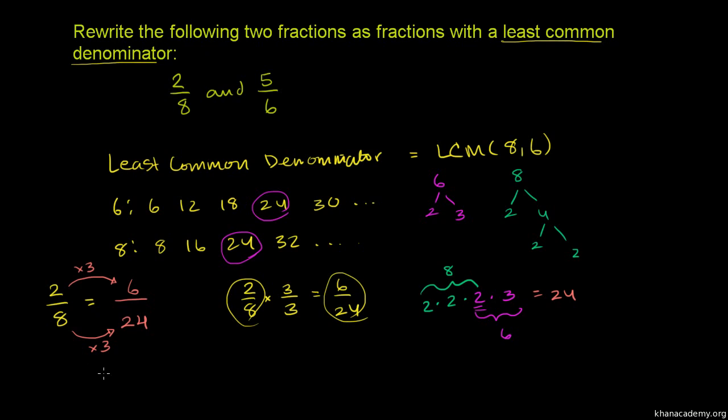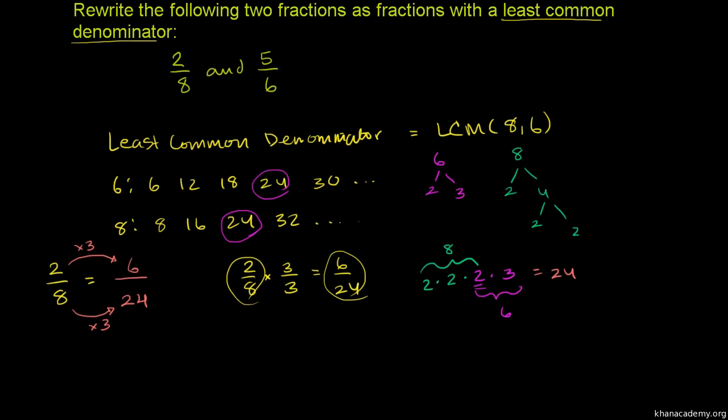And let's do the same thing with 5/6. So 5 over 6 is equal to something over 24. Let me do that in a different color. I'll do it in blue. Something over 24. To get the denominator from 6 to 24, we have to multiply it by 4. So if we don't want to change the value of 5/6, we have to multiply the numerator and the denominator by the same thing. So let's multiply the numerator times 4. 5 times 4 is 20. 5/6 is the same thing as 20/24ths.